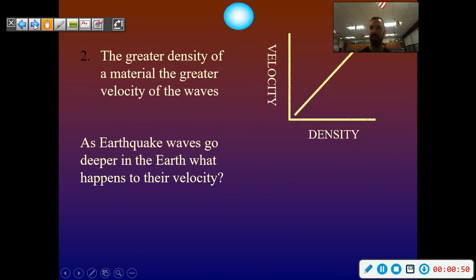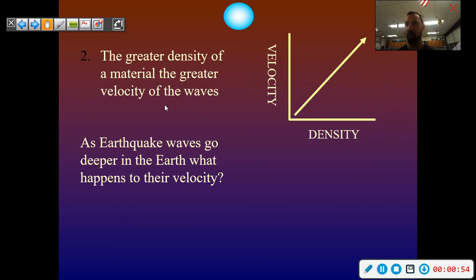Remember, velocity is another way to say speed, just reminding you. Greater density of material, the greater the velocity of the waves also. So as the earthquake waves go deeper in the earth, their velocity is generally going to increase as a result, because remember, those two properties both increase.